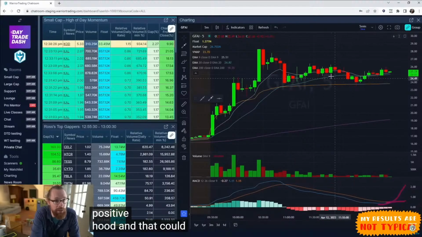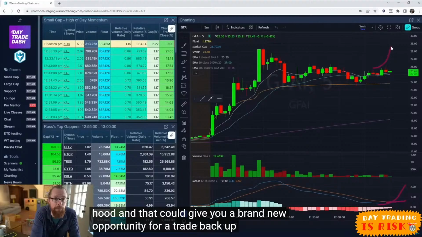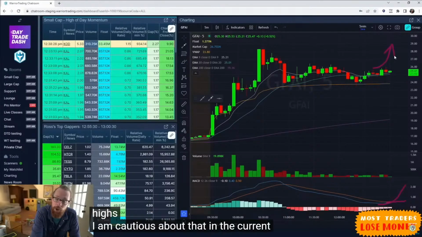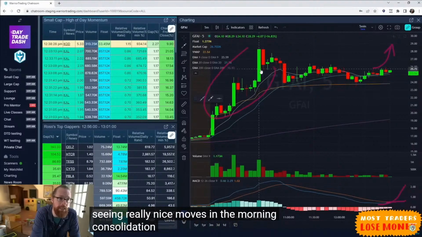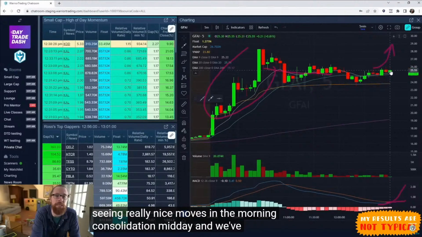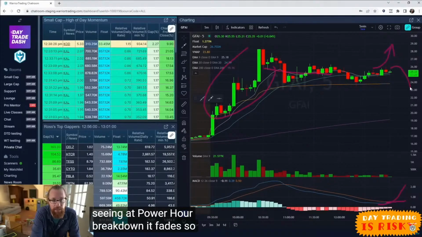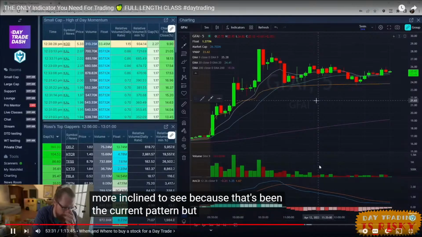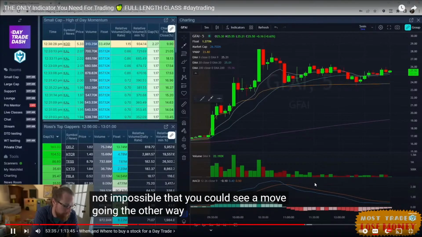That could give you a brand new opportunity for a trade back up to the highs. I am cautious about that in the current market because we've been seeing really nice moves in the morning, consolidation midday, and a breakdown phase at power hour. So that's what I'd be more inclined to see because that's been the current pattern. But it's not impossible that you could see a move going the other way.